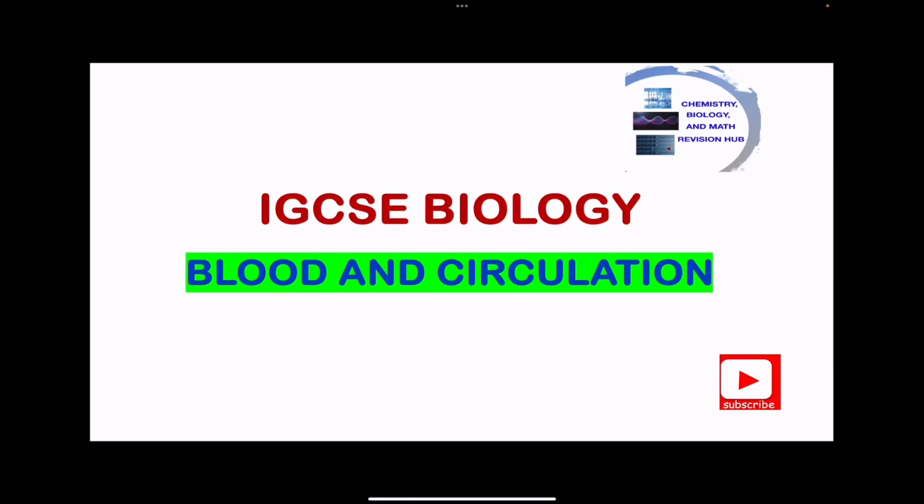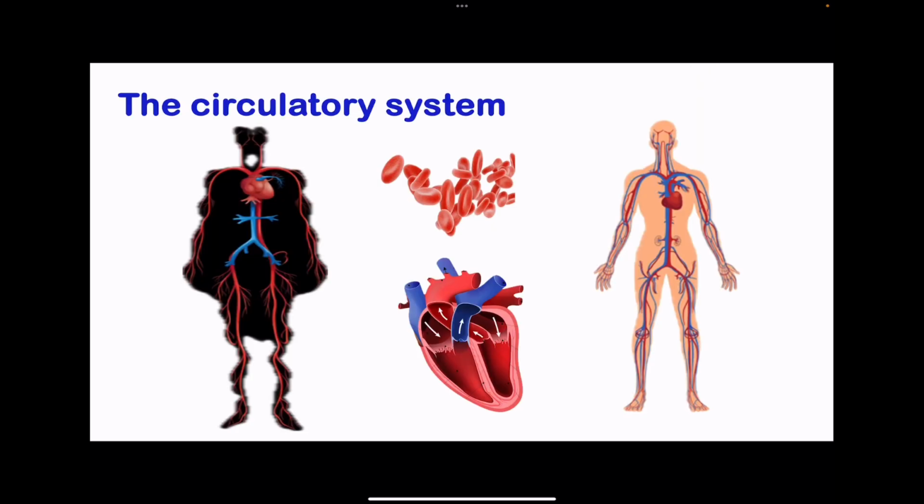Today we are doing the IGCSE biology topics. This is blood and circulation. The circulatory system sustains life and it facilitates the transport of vital substances throughout the body.